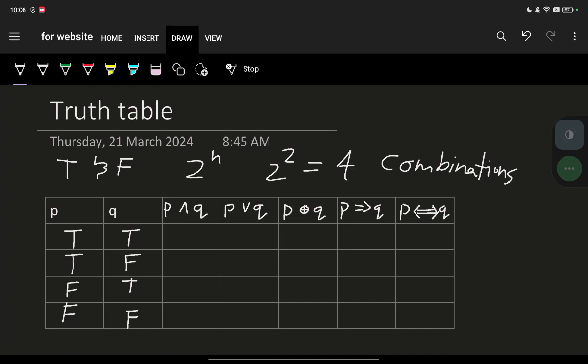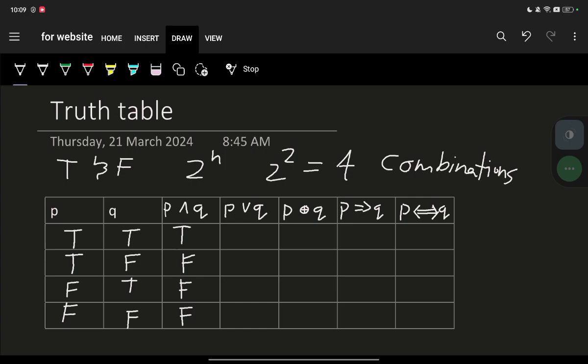Now, first we have the conjunction P and Q. Remember, it is only true if P is true and Q is true, if both statements are true. So in the first row here, we can see that this is true and this is also true. So this makes this row true. The second row is false because both are not true. The same goes for the third row and the fourth row because both are false.